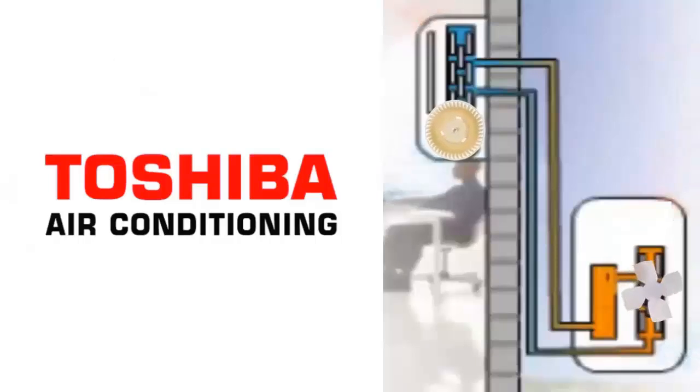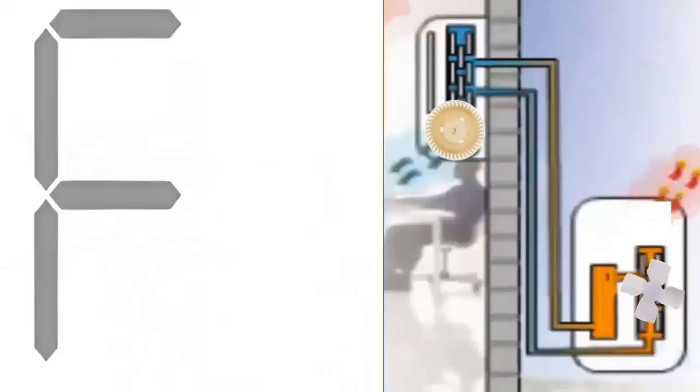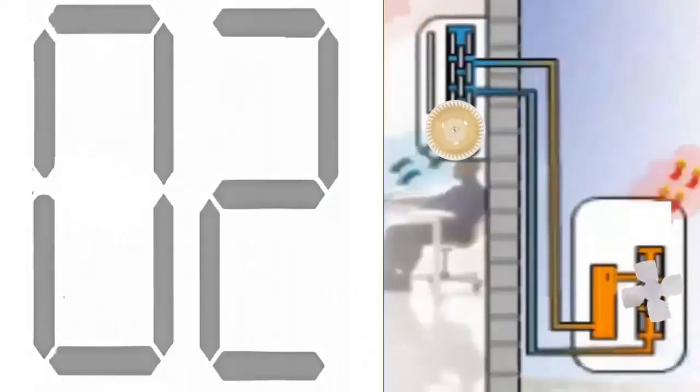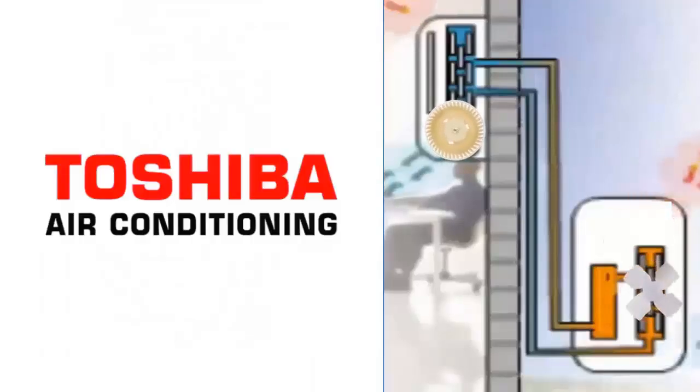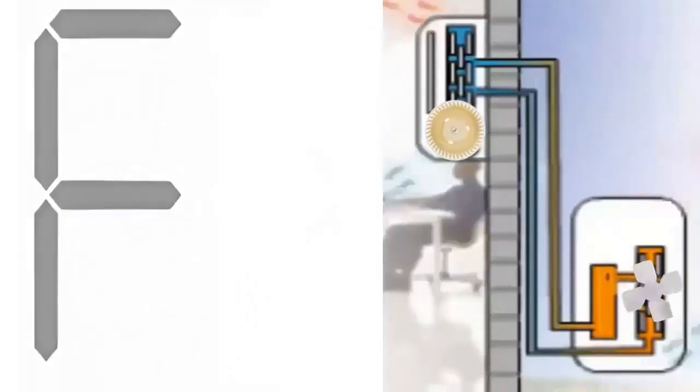Error code F02. Error in the vapor line temperature sensor of the indoor unit, which measures the temperature of the refrigerant as it exits the indoor unit and flows toward the thick pipe of the external connection.